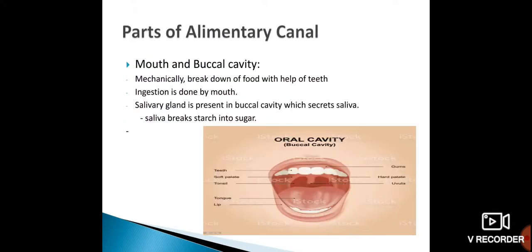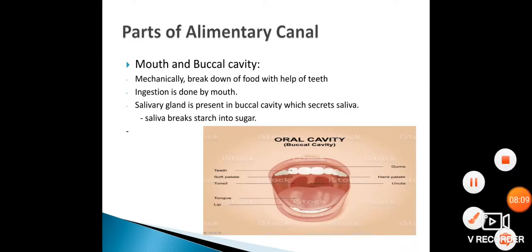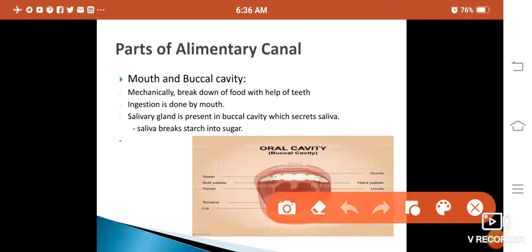So first one is the mouth and the buccal cavity. In the mouth, mechanical breakdown of food takes place when we chew. With the help of our teeth, we mechanically break down solid food, and moreover digestion of carbohydrate also takes place because of saliva.